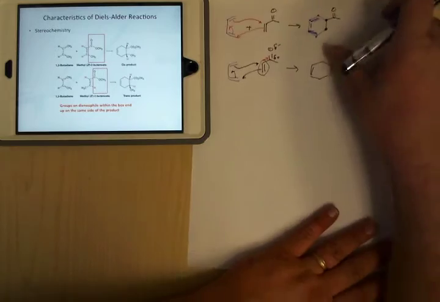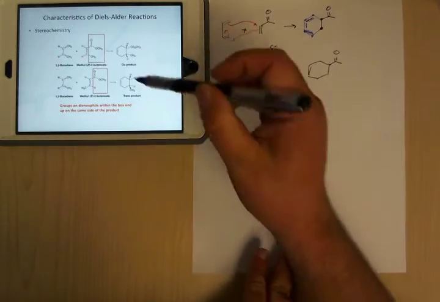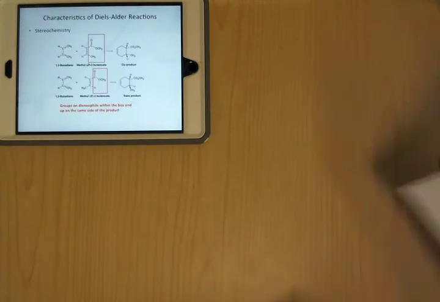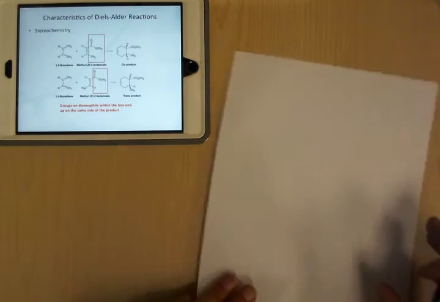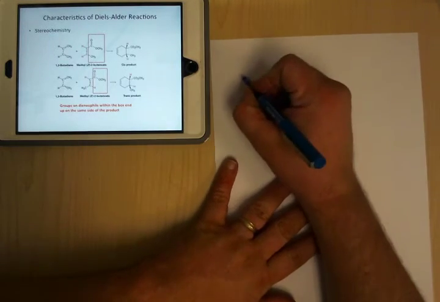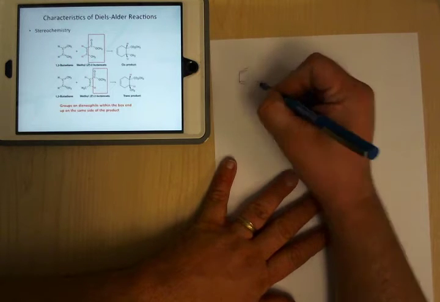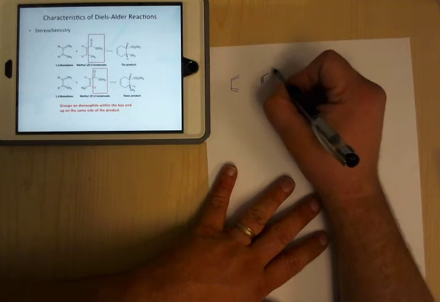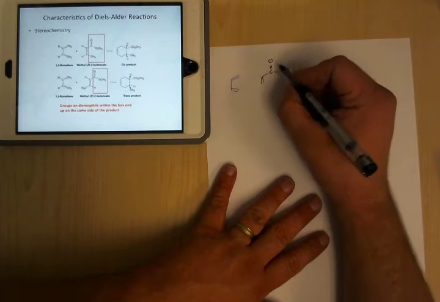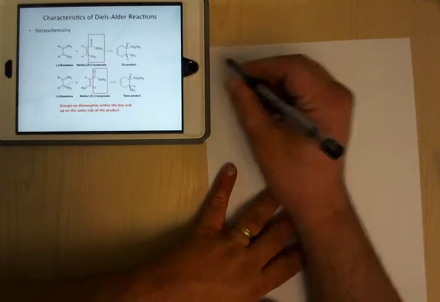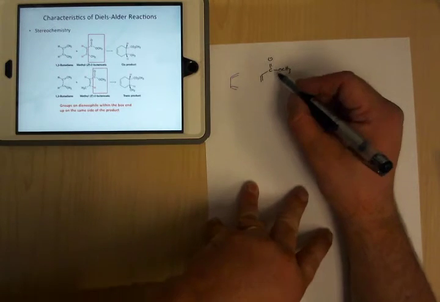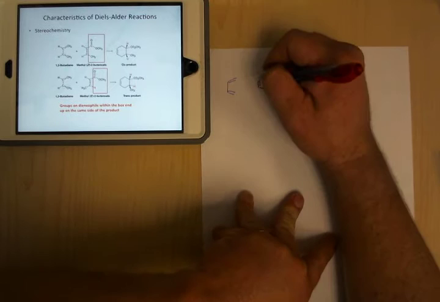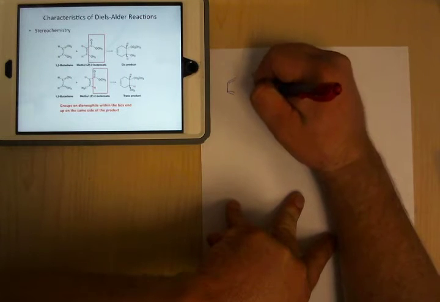So, stereochemistry. One of the powers of this is you can actually get some pretty nice stereochemical control. So you have your diene here, you have your dienophile. For here, you've got a nice electron withdrawing group, and let's say a methyl on this side. I'm going to put these hydrogens in red.